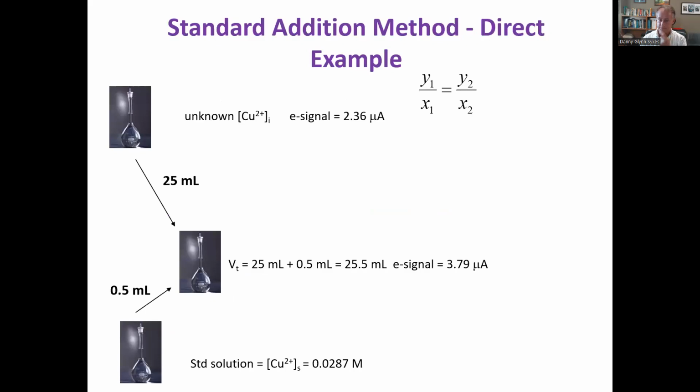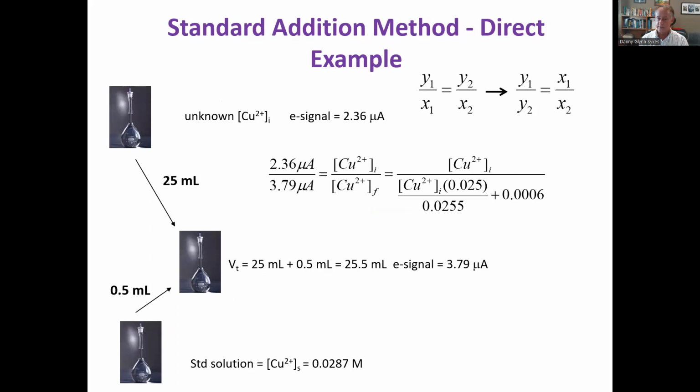So let's take a look at this. y1 over x1 equals y2 over x2. So what I'm going to do is just go y1 over y2. The ratio of the responses equals the ratio of the concentrations in those two samples. All right, great. So 2.36 micrograms is to 3.79 micrograms. That must be equal to the ratio of the concentrations. And I'm not particularly happy with my subscripts right here, but that's okay. So what I'm going to do here is that the concentration of copper in my unknown is unknown. I don't know it.